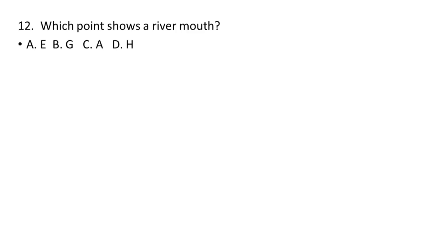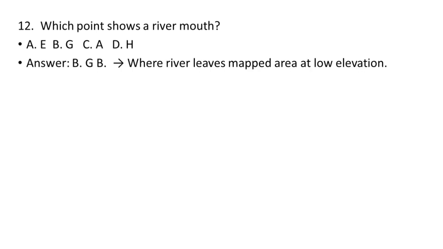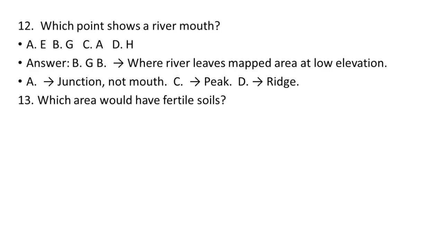The end point of the river is known as mouth. G is where river leaves mapped area at lower elevation. B is the correct answer. Point E is a junction, not a mouth, while point A is a peak, and also point D is ridge. The river mouth is shown with point G. Question number 13. Which area would have fertile soils on the map? A, at E. B, at A. C, at F. D, at C.